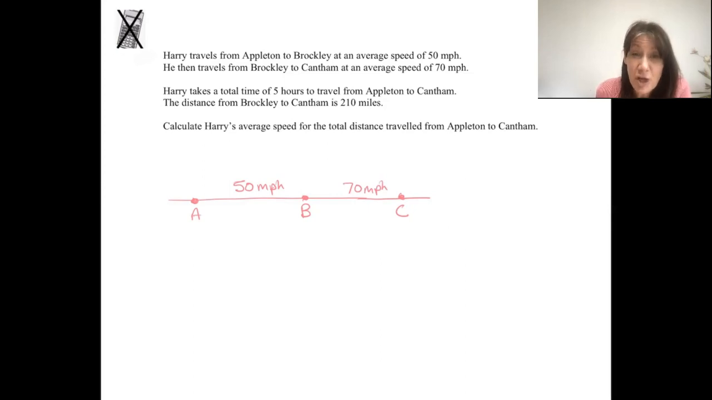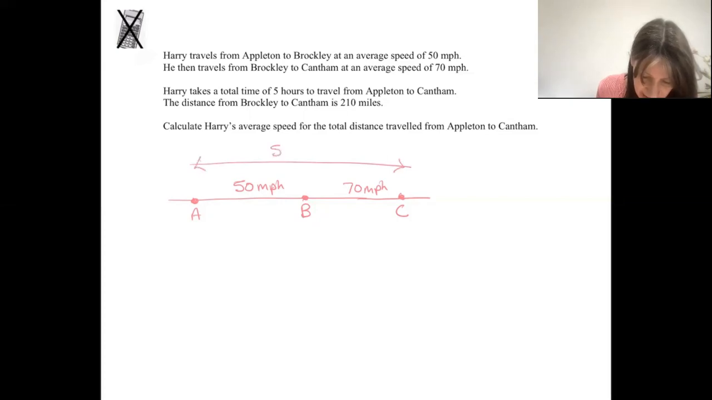Harry takes a total of 5 hours to get from A to C. So I could put this on. So to get from A to C, it takes a total of 5 hours. The distance from B to C is 210. So I've got 210 miles going in here. I've got to calculate the average speed for the total distance traveled.